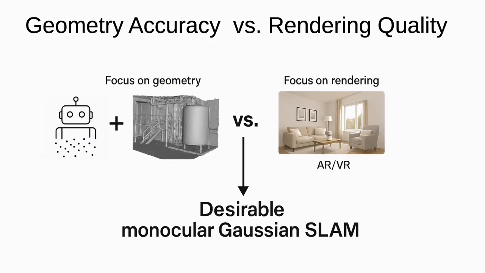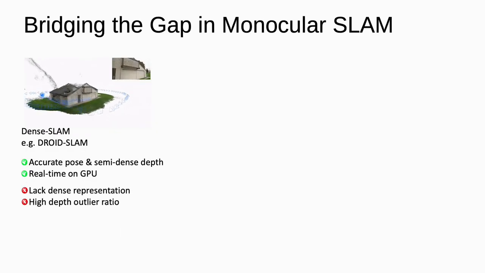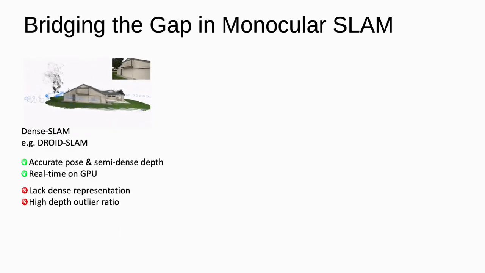accurate mapping. In many SLAM methods, there is often a trade-off between rendering quality and geometric accuracy. However, both are essential. Geometric accuracy refers to capturing the true shape and structure of a scene, which is critical for tasks such as robotics, navigation, and 3D reconstruction. Rendering quality, on the other hand, focuses on visual realism, which plays a key role in applications like augmented and virtual reality. To bridge the gap, let's look at the landscape of existing approaches.